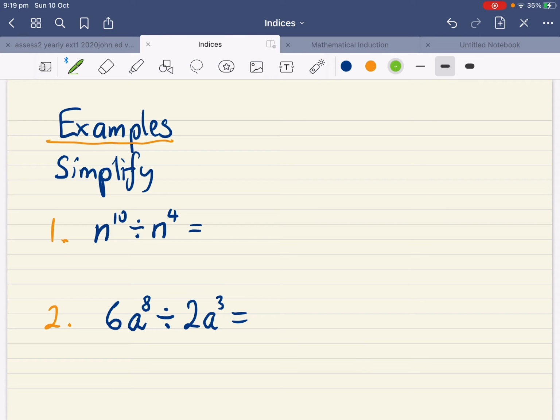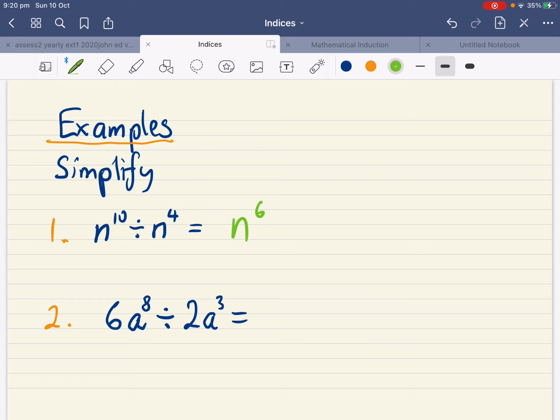First example, n to the power of 10 divided by n to the power of 4. Forget working out. I'm going straight to the answer. Index law number 2. Keep the base the same, minus the powers. That's it, done. Second question.